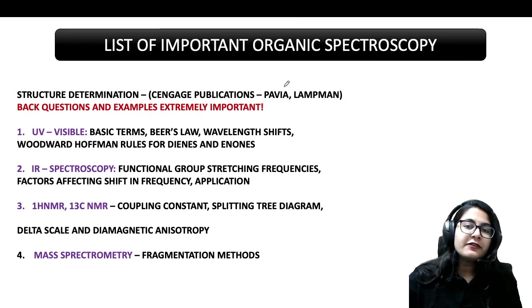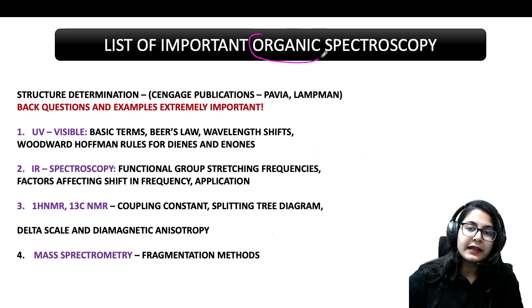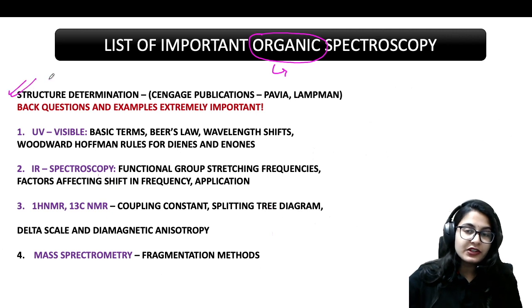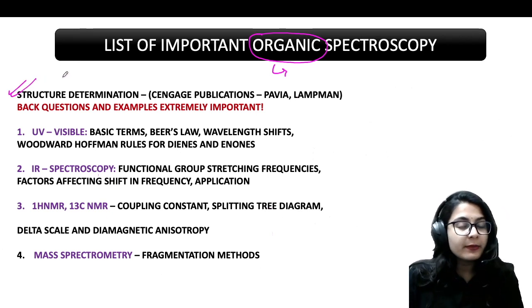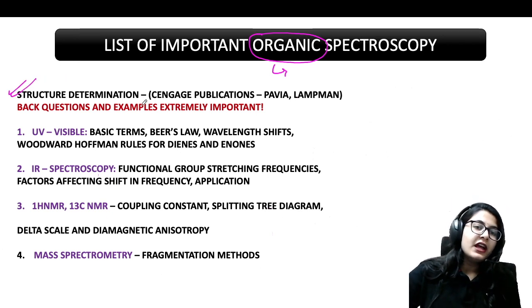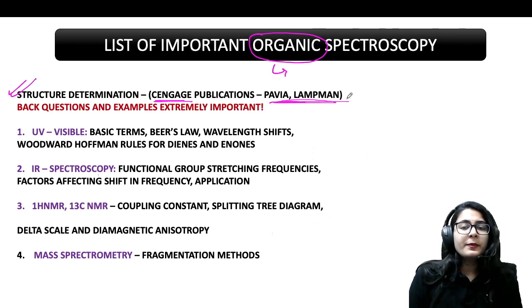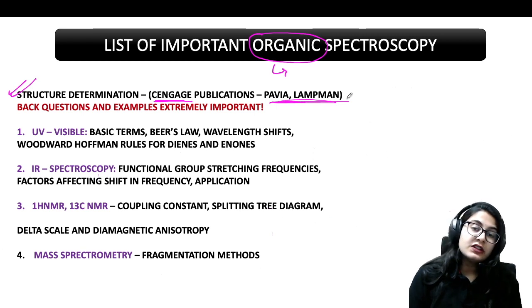now the list of important topics for organic spectroscopy. Now this is huge already. Organic spectroscopy is for structure determination. This is a very important topic, a very scoring topic as well. So I personally prefer Pavia and Lampman. The third edition, as well as the solutions to the third edition, are already there in the Telegram group, right?